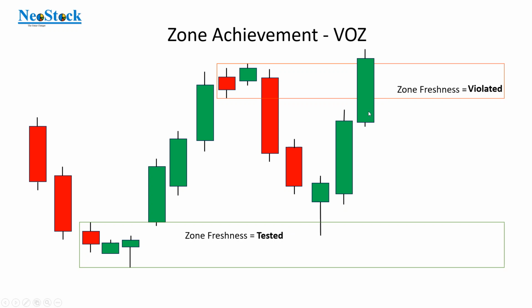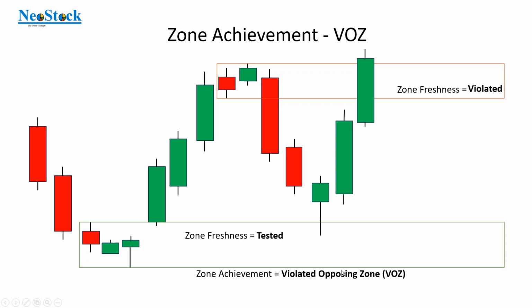Who is responsible for this violation? It's the opposite side demand zone. For the supply zone, the opposite side is the demand zone. So this demand zone is responsible for violating this supply zone. I repeat again, this demand zone is responsible for violating this supply zone. This demand zone gets an achievement called violated opposing zone, in short VOZ.